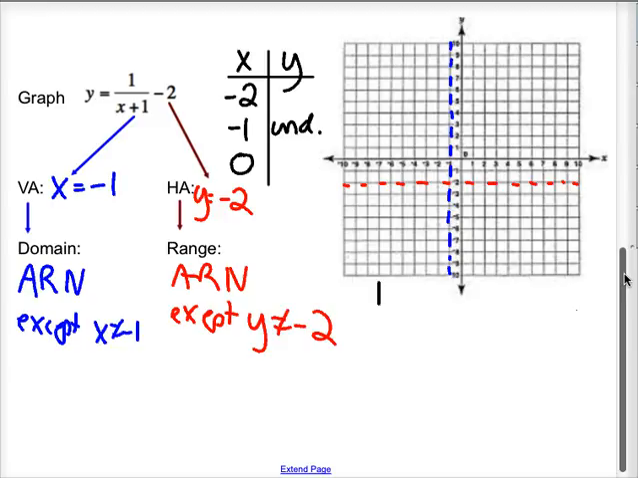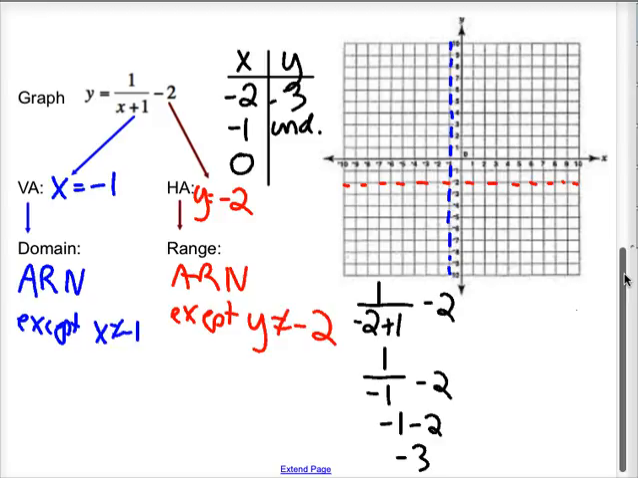So I'm going to do my scratch work down here. I'm going to plug in -2. So that's going to give me 1 over -1, minus 2. So essentially, -1 minus 2 is a -3. So I have -2, -3. That gives me a point there.